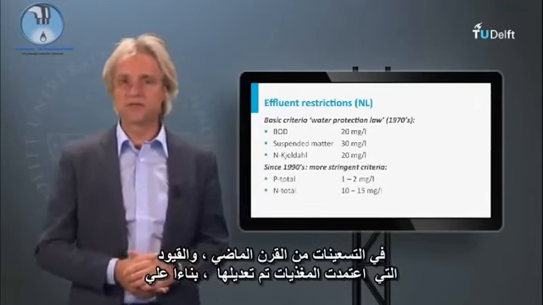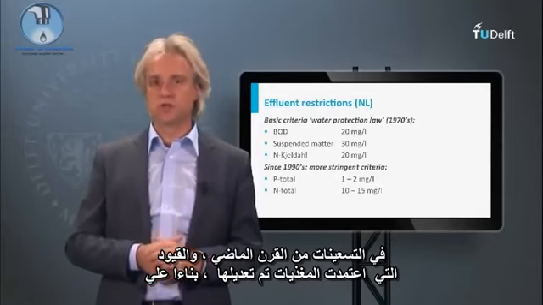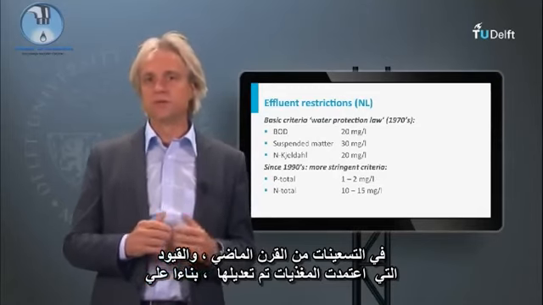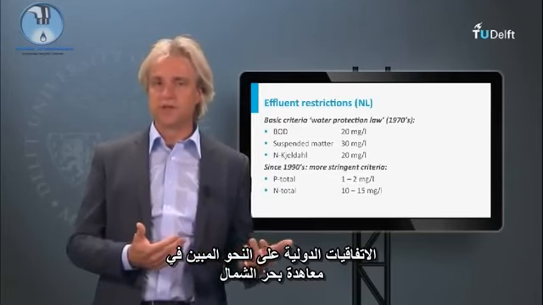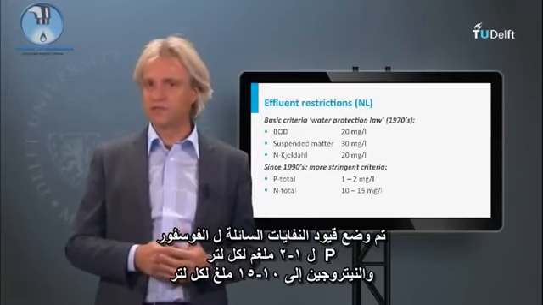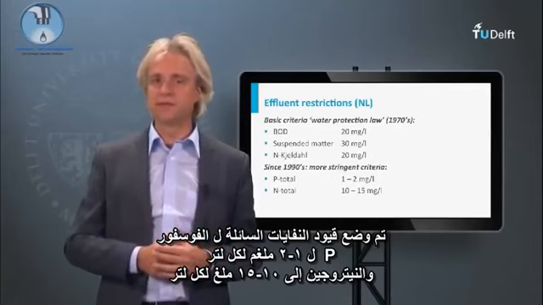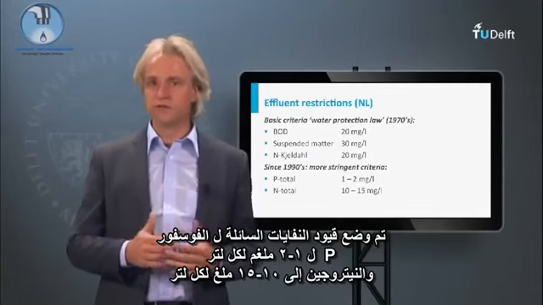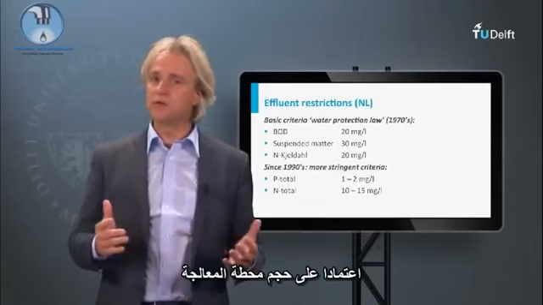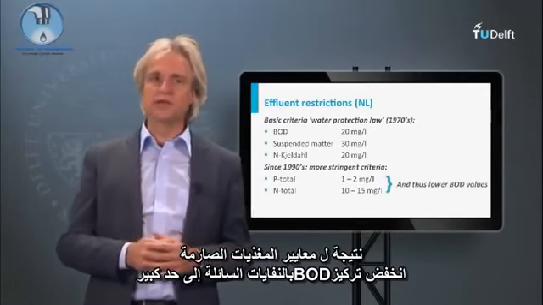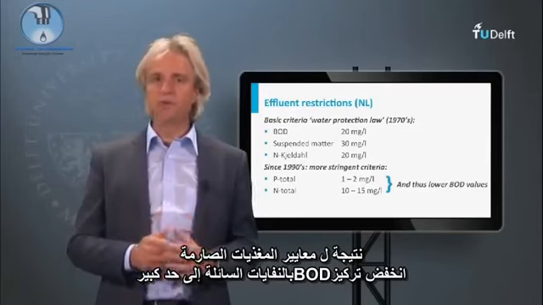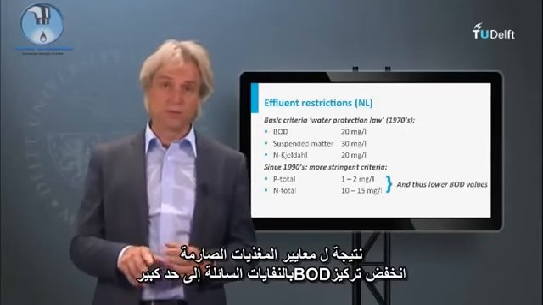In the 1980s, restrictions for nutrients were adopted, resulting from international agreements as outlined in the North Sea Treaty. Effluent restrictions for phosphorus were set to 1 to 2 mg P per liter and nitrogen to 10 to 15 mg N per liter, depending on the size of the treatment plant. As a result of the stringent nutrient criteria, the effluent BOD concentrations dropped considerably.